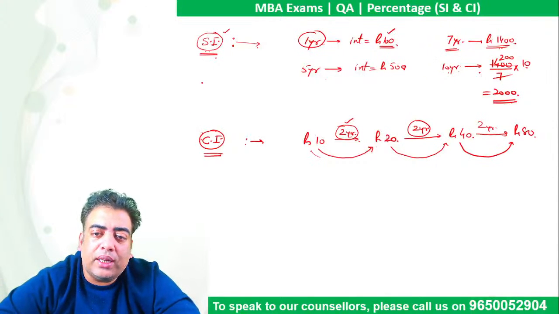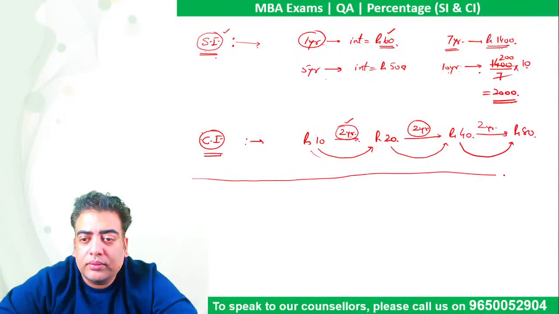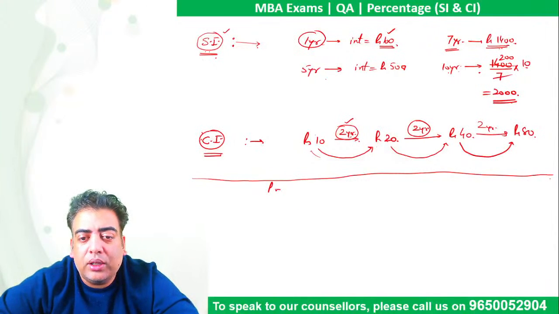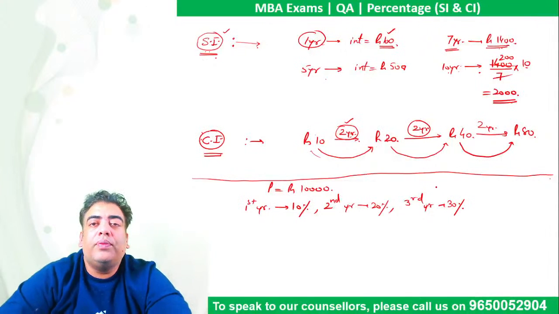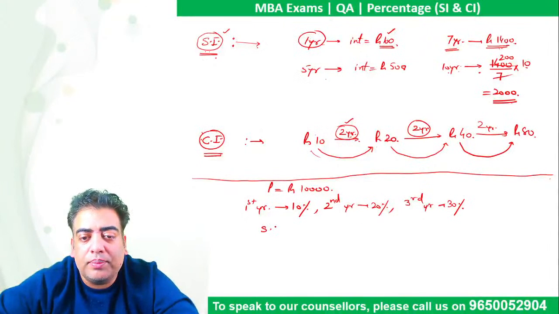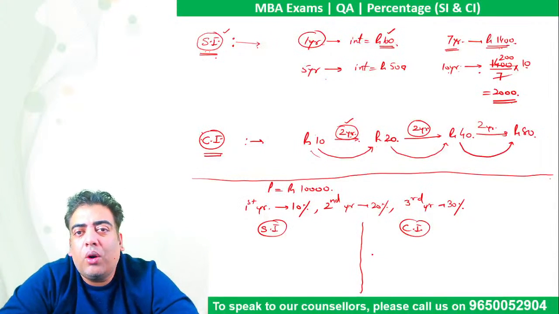So that is the big difference between SI and CI, right? So in some case if I say that a person invested rupee 10,000, so for first year you got a rate of interest as 10%. For second year you got a rate of interest as 20%. For third year you got a rate of interest as 30%. And we are required to calculate amount under simple interest as well as under compound interest if it is compounded annually.